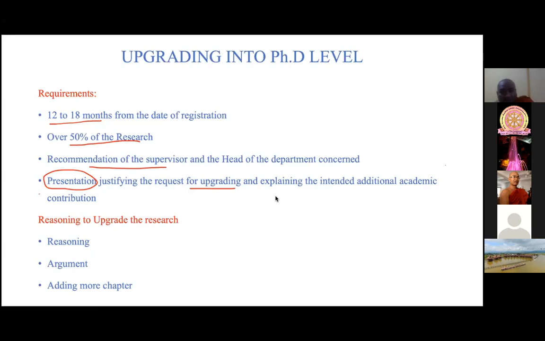Now I notice they don't want to accept such a reason for upgrading. So you have to find another solid reason to upgrade your research to PhD level. Usually students say my research is deeper than I expected, and I want to add one more chapter. Such a reason is not accepted anymore. When we give such a reason, they were smiling, I noticed.